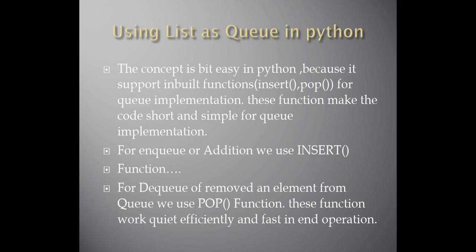For enqueue, that is addition, we use the insert function. Insertion in a queue is also called enqueue. Okay, and this can be performed with the help of the insert function. For dequeue, suppose we want to remove an item, we will use the pop function. Okay, what is the difference? Stack is basically based on LIFO and queue is based on FIFO, first in first out. That is last in first out, and this is first in first out.